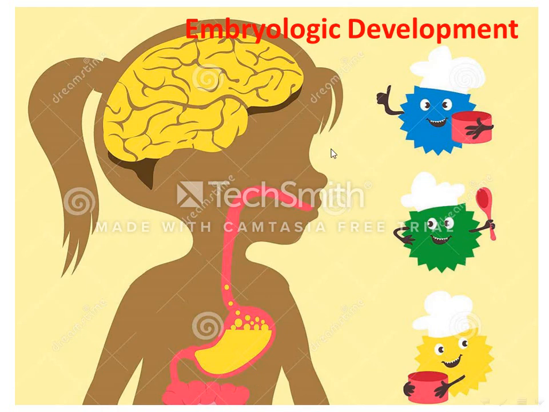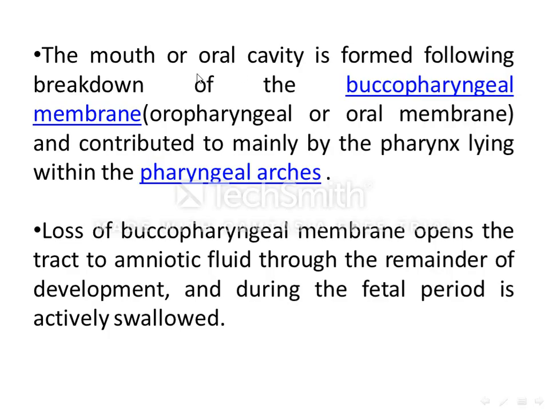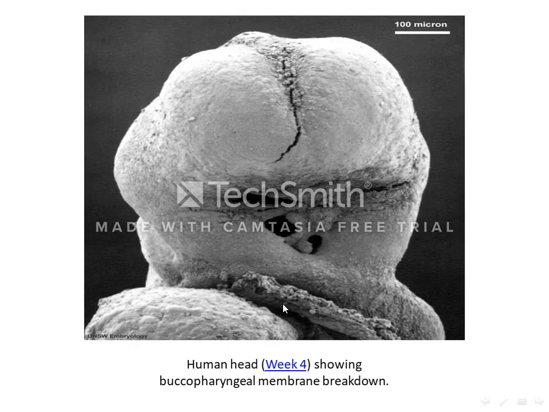The embryologic development. The mouth or oral cavity is formed following the breakdown of the buccopharyngeal membrane, which is also called the oropharyngeal or oral membrane, and is contributed to mainly by the pharynx lying within the pharyngeal arches. Loss of the buccopharyngeal membrane opens the tract to the amniotic fluid, which, through the remainder of development and during the fetal period, is actively swallowed. This picture shows the human head with the buccopharyngeal membrane breakdown.